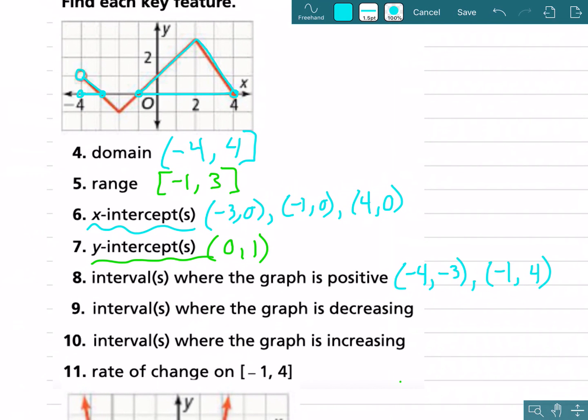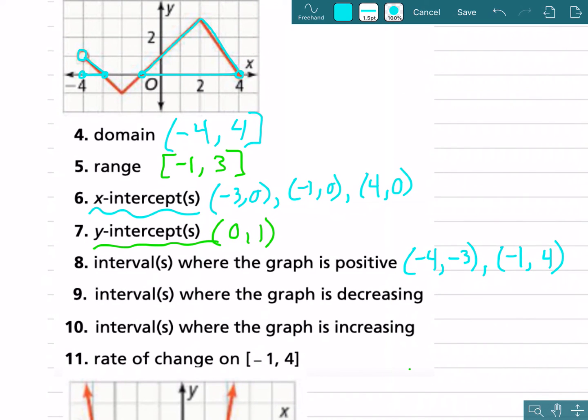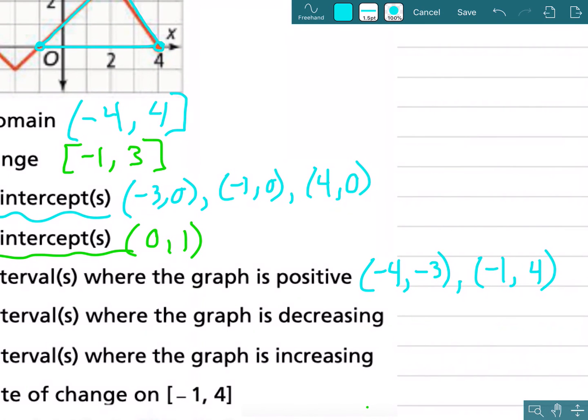Okay, and this is how I write it. I just separate them by commas. Some people use a union symbol. Okay, so you can go ahead and write it also with a union symbol if you prefer.